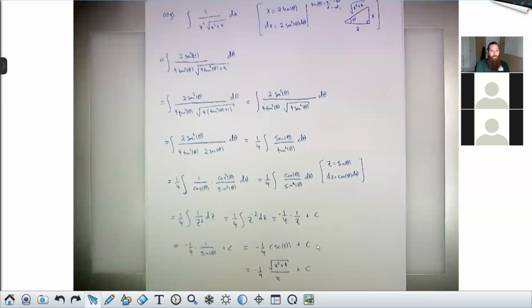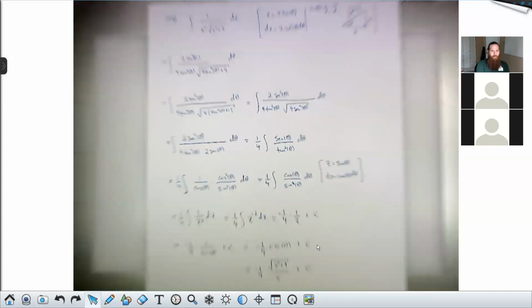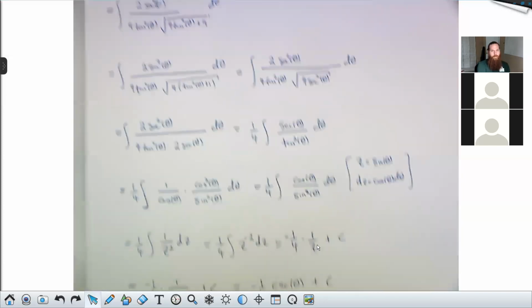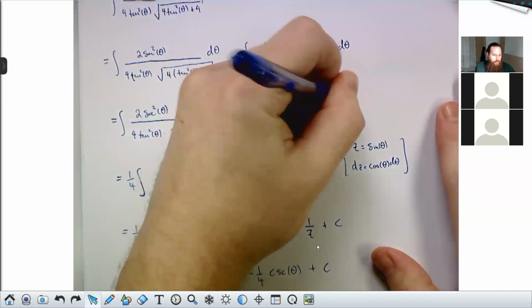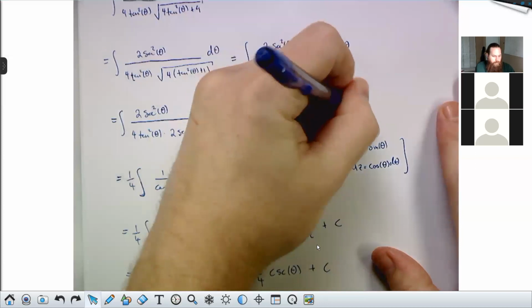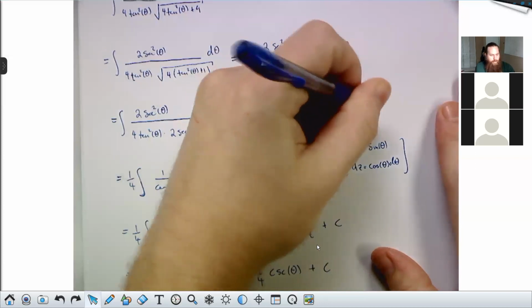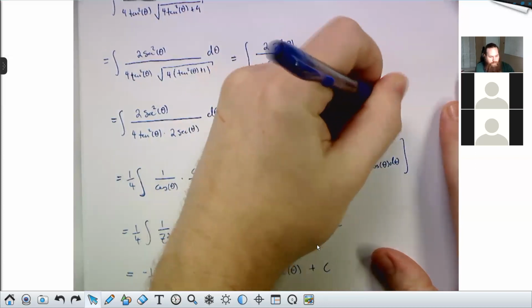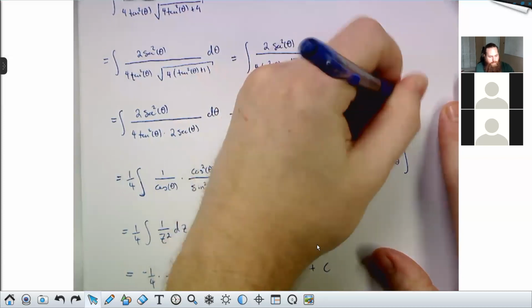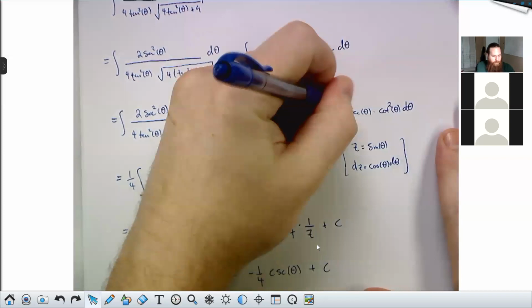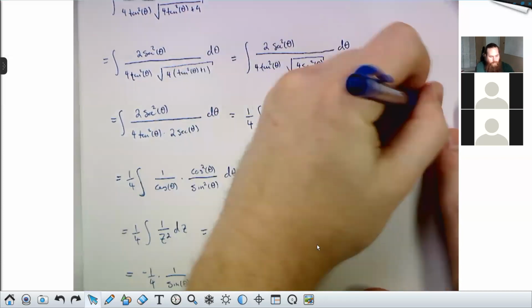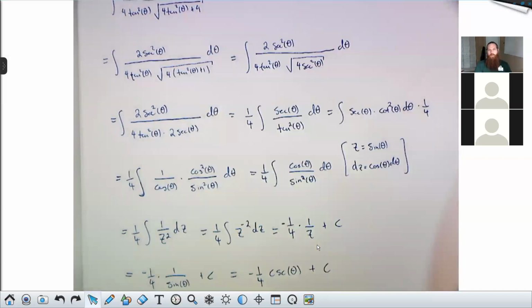So let me come back to that line. So I'm thinking of secant over tan squared as secant theta times cotangent squared theta d theta. Oh, and I've got my 1/4 here also. All right, so I'm adding this in at the end.